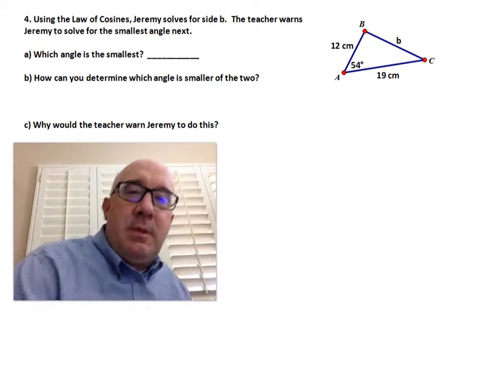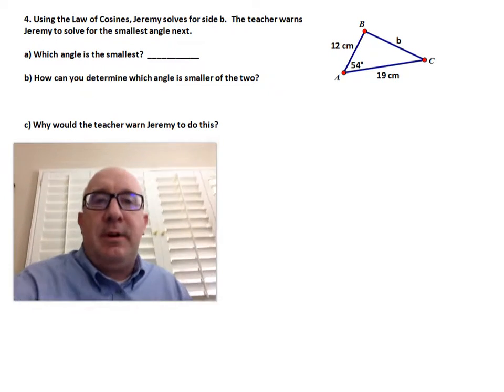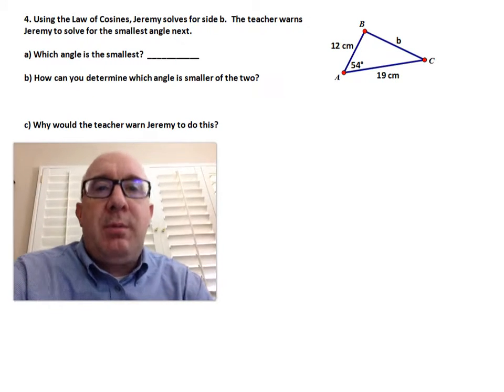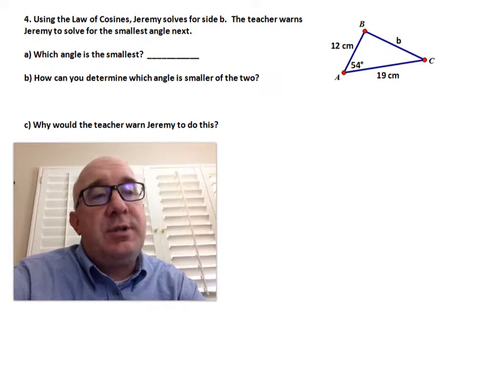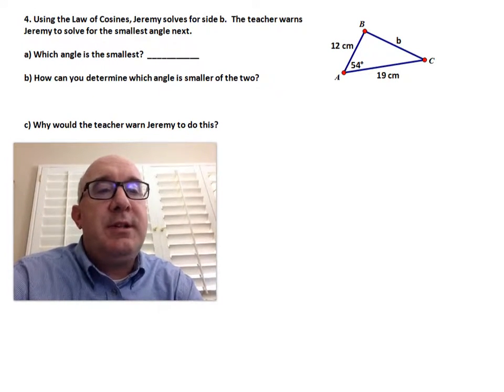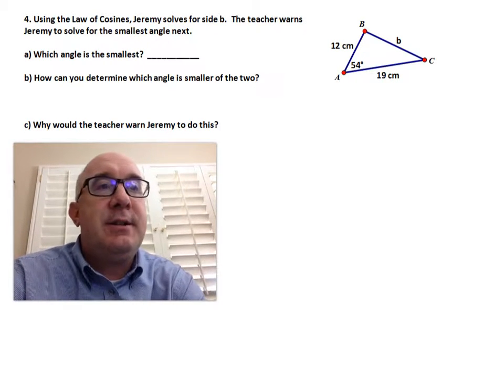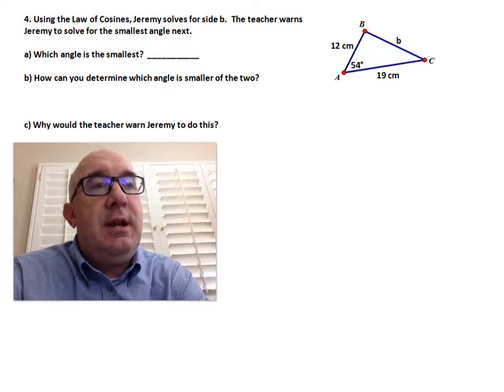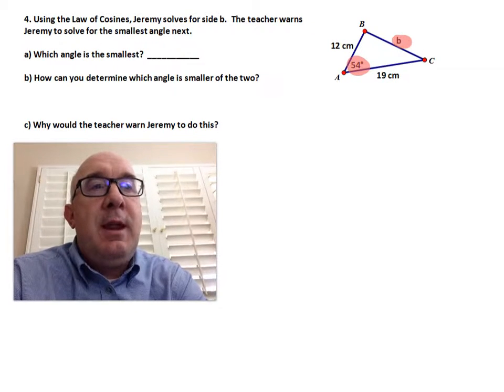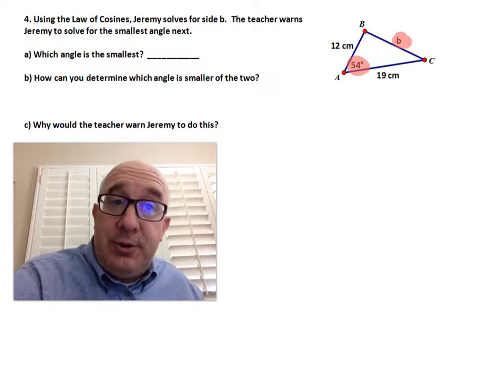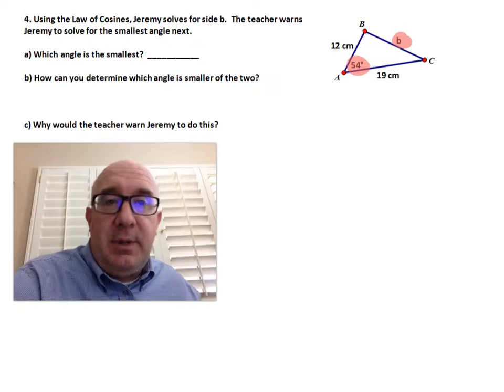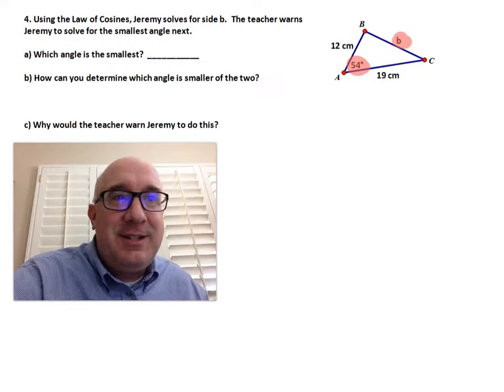I want to talk to you about something that's kind of subtle but very important. This problem obviously requires the law of cosines, because there's no pairing that exists. So you would use the 54 here and the b, and you would be able to solve for b, basically using the law of cosines.